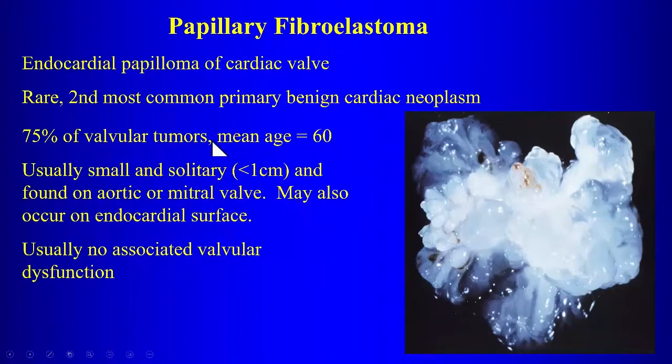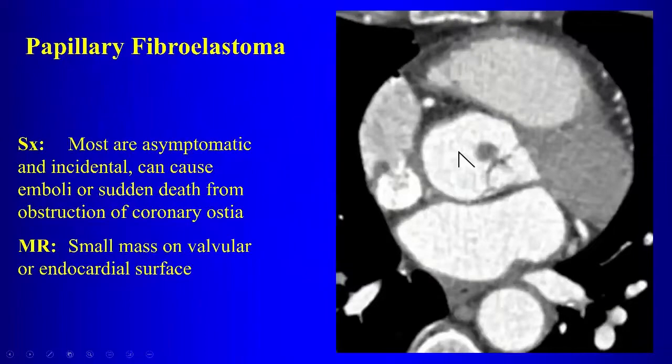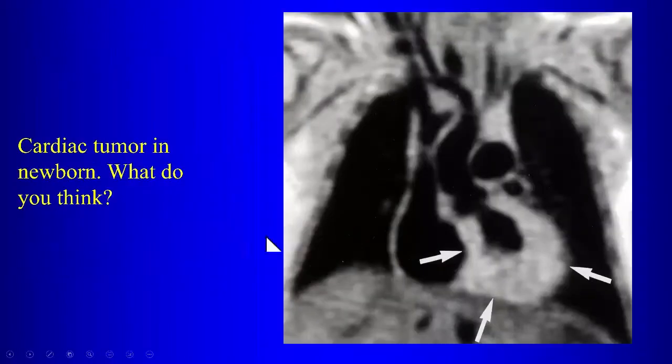So this is the second most common benign cardiac neoplasm. The most common is myxoma, but it accounts for 75% of valvular tumors. These are usually small. Usually patients are asymptomatic. Usually it's discovered incidentally, especially on echocardiography, and there's usually no associated valvular dysfunction. Okay, so filling defect on the aortic valve. Most patients are asymptomatic with this lesion, papillary fibroelastoma.